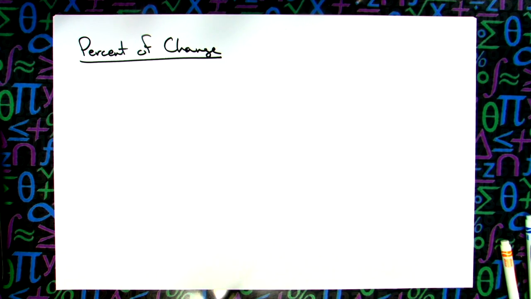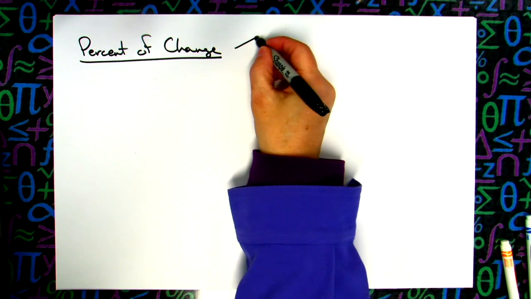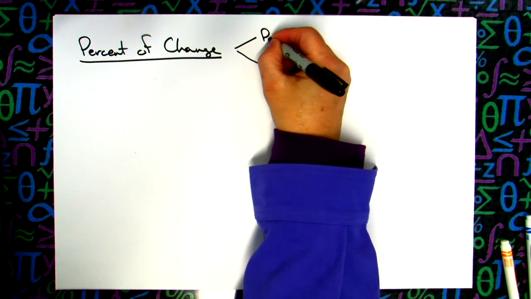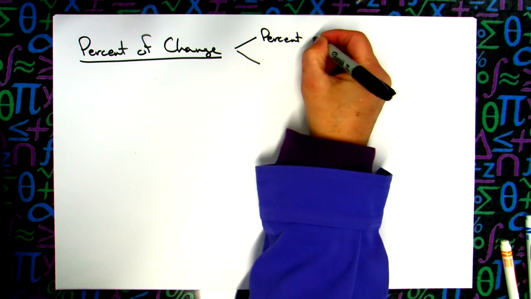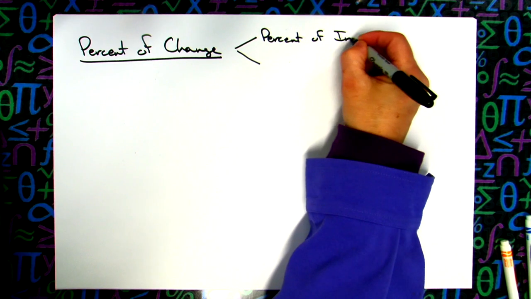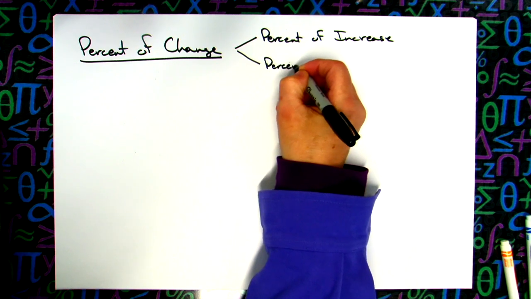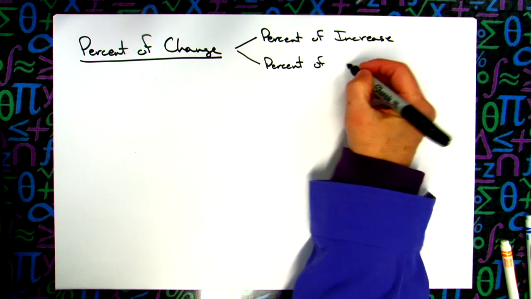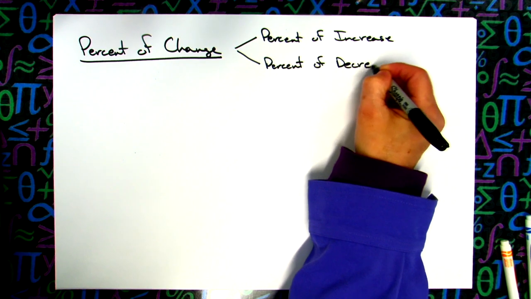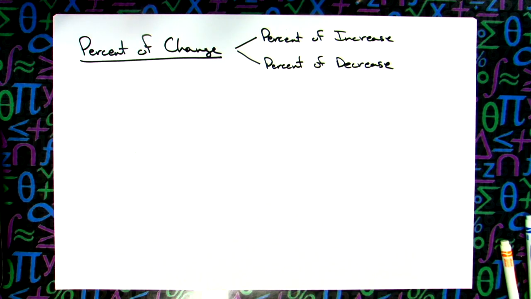We're either going to have a percent of increase or a percent of decrease, and it depends on what the numbers are doing. If the numbers are getting larger, it'll be a percent of increase, because we're trying to figure out by what percentage they are increasing. If the two numbers you're given are getting smaller, then it's a percent of decrease. We're trying to figure out by what percentage the numbers got smaller. Okay, so we've got percent of increase, percent of decrease.